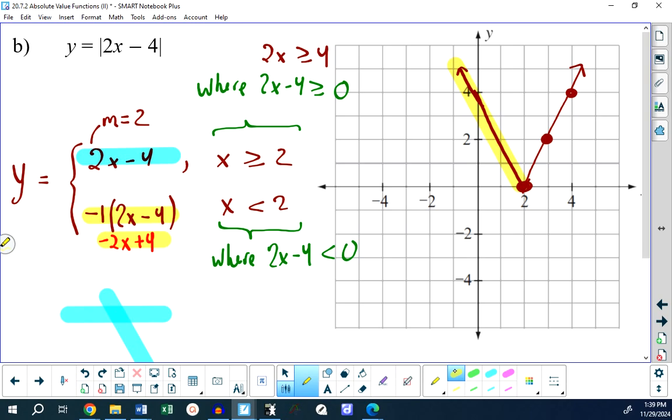Everything to the left of 2 is that function. Everywhere to the right and at 2 is the other function. Let's try the next one in a slightly different way.